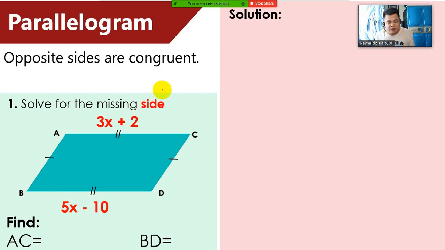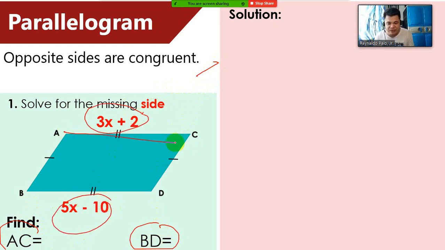Before we can actually solve this, since we are solving for side AC and side BD, we have to use the property that opposite sides are congruent. Why? Because, as you can see, these are the two measurements that we have, and we are looking for the measurements of AC and BD. So by applying opposite sides are congruent, we can say that segment AC is congruent to segment BD.